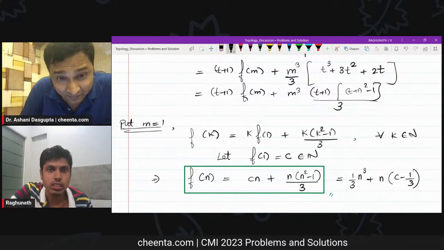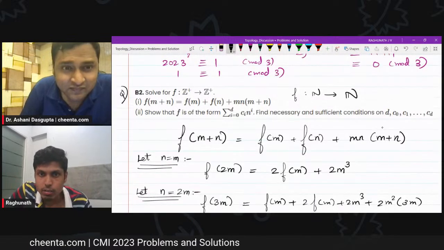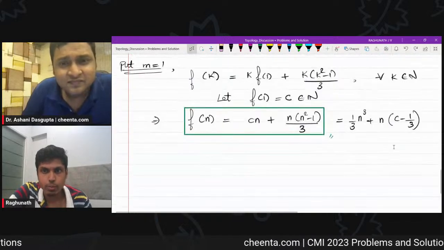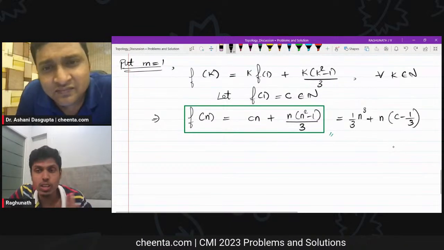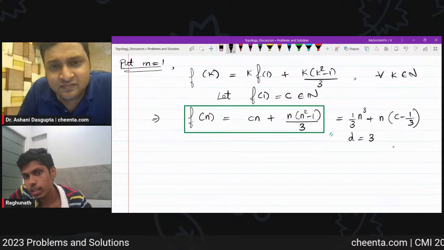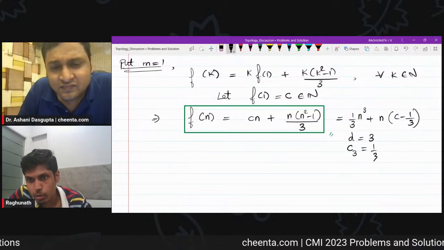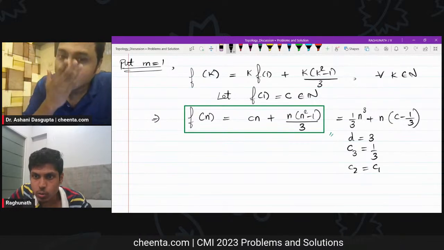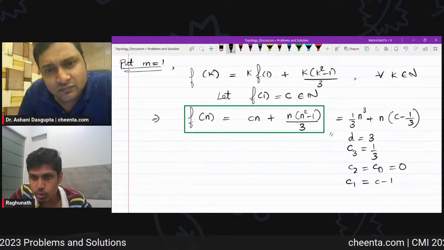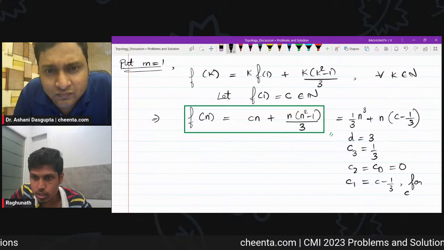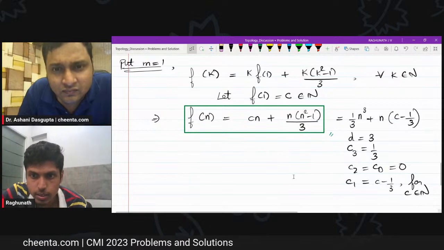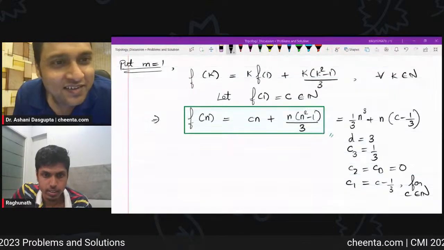And the other question, the second part they have asked, is to find the necessary and sufficient conditions on these coefficients. You can find that very easily because c can take any natural number value. So basically d must be 3, and c3 is 1 by 3 because this coefficient is 1 by 3. C2 and C naught are 0, whereas the C1 coefficient is c minus 1 by 3 for any c in natural numbers. Automatically c will be your f of 1 value. That finishes the problem.